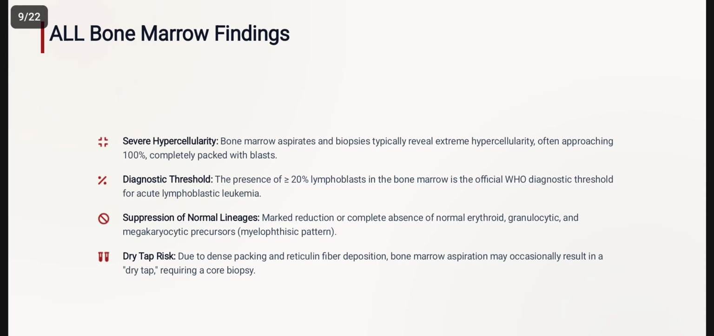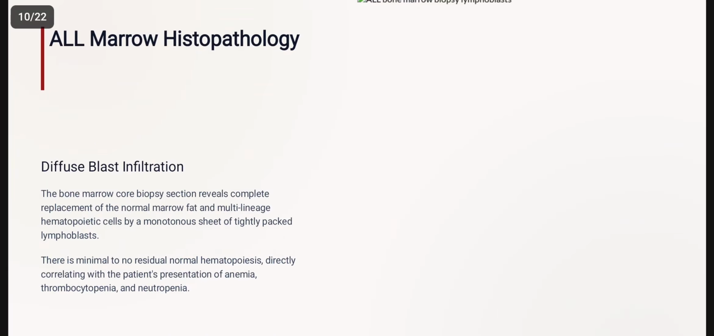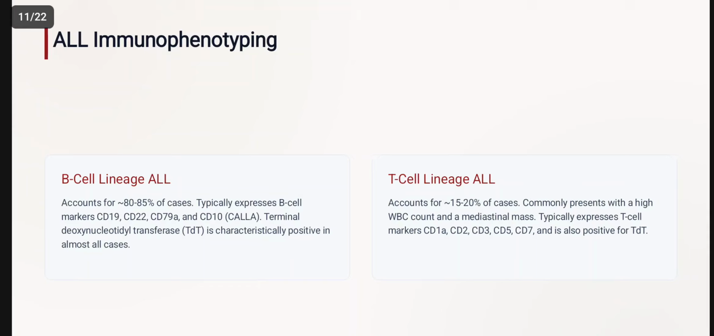Dry tap: due to dense packing and reticulin fiber deposition, bone marrow aspiration may occasionally result in a dry tap, requiring a core biopsy. ALL marrow histopathology: there is a diffuse blast infiltration. The bone marrow core biopsy section reveals complete replacement of the normal marrow fat and multilineage hematopoietic cells by a monotonous sheet of tightly packed lymphoblasts. There is minimal to no residual normal hematopoiesis, directly correlating with the patient presentation of anemia, thrombocytopenia and neutropenia.